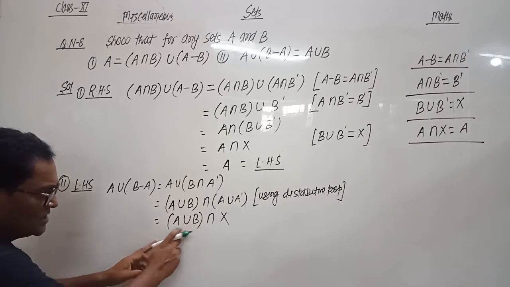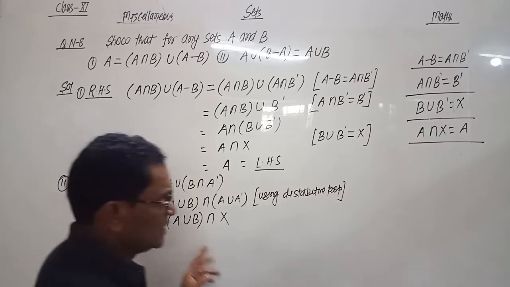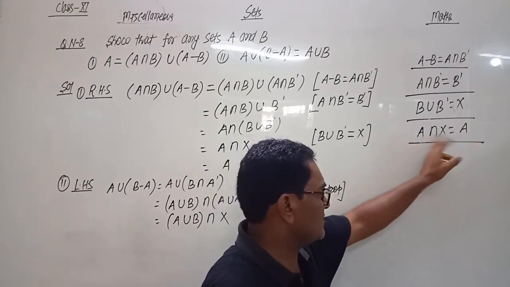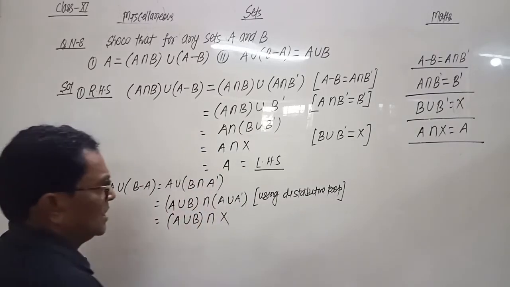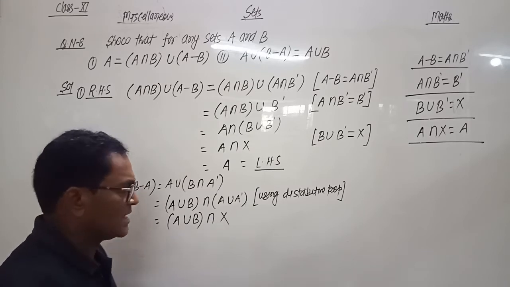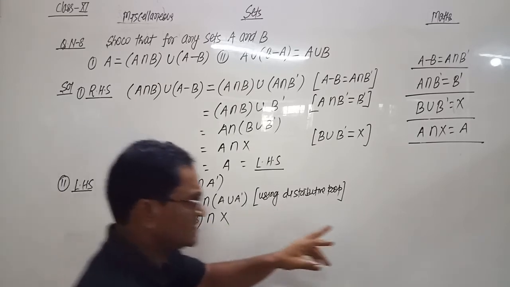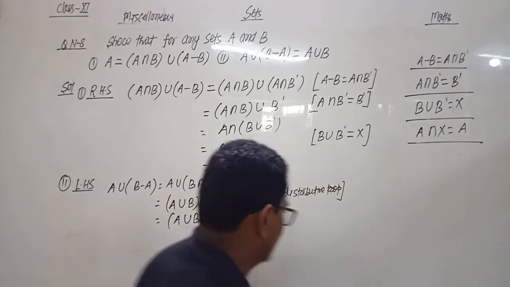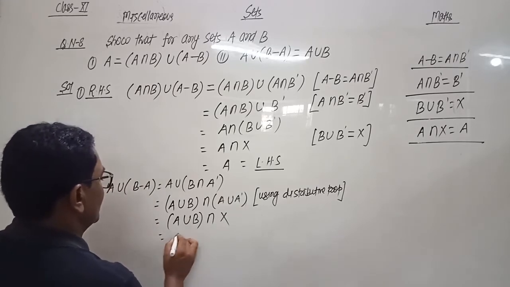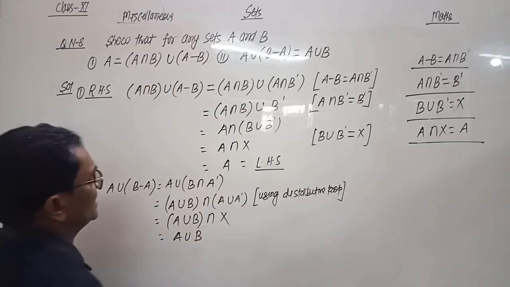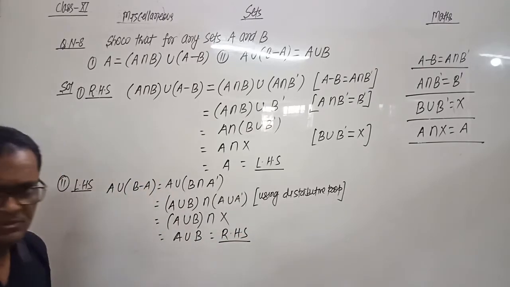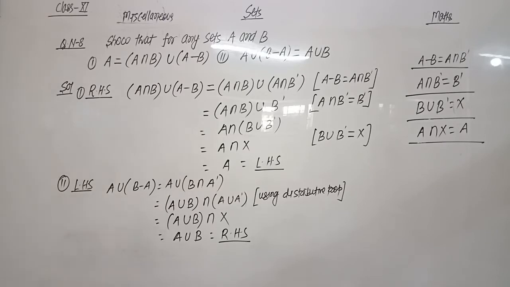Now let us suppose this whole bracket as a. So A intersection X equals A. So always on the left side the value A will come, and X is the universal set. When A intersection X, it comes set A, not the universal set. So suppose A union B equals A. So A intersection X is written as A, which means A union B, which is our RHS. So we prove the result LHS equals RHS.